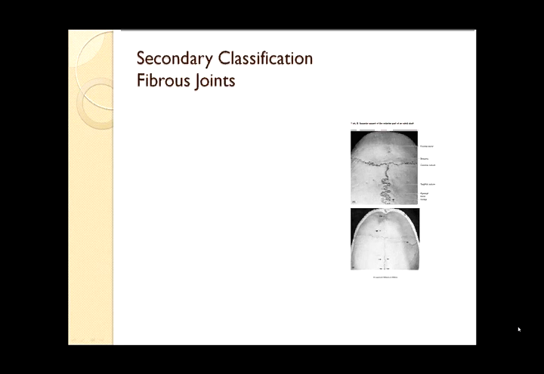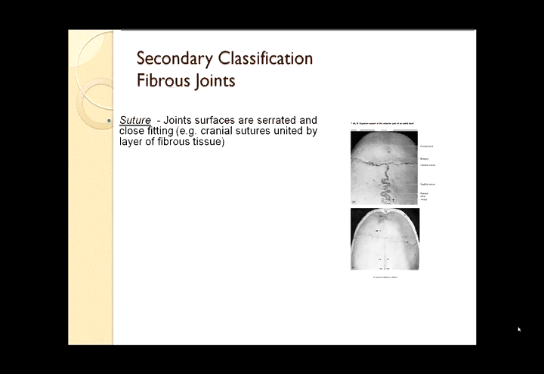The secondary classification of fibrous joints is as follows. There is a suture. Here we can see two pictures of the bones of the skull. The joint surfaces are usually serrated and very close fitting. The cranial sutures are united by a layer of fibrous tissue, a ligament that goes all the way along the actual suture itself. So along here and along here.